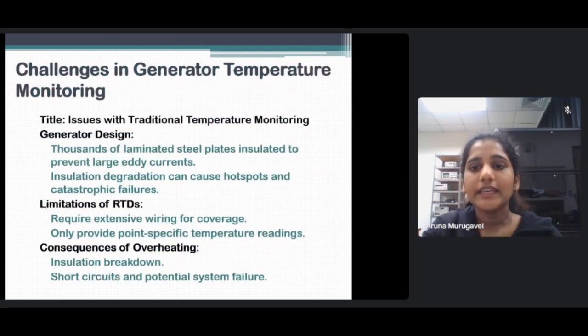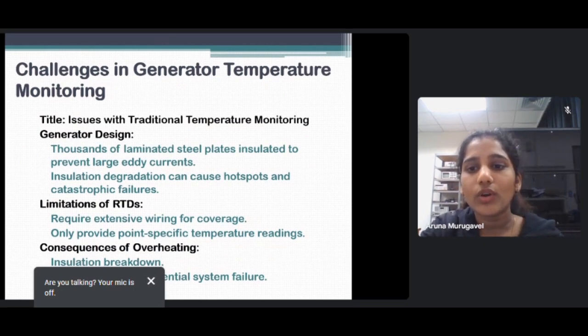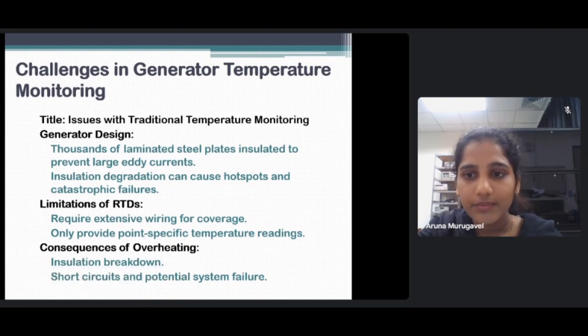Some of the key challenges are here. The generator cores are designed with laminated steel plates which are insulated to prevent eddy currents. However, this design is prone to overheating and insulation breakdown, which if not detected early, will cause severe damage. The traditional resistance temperature detectors, that is RTDs, are commonly used for this, and they also carry some limitations: they provide data only at specific points and require extensive wiring.